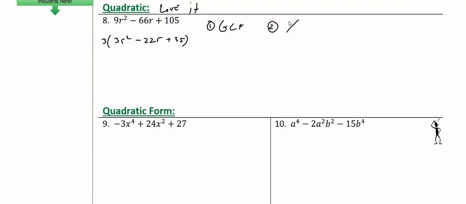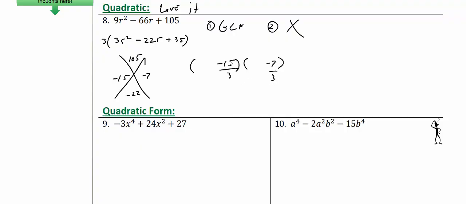Number 2, then I'm going to make my x. 3 times 35 is 105, and this is negative 22. What in the world is this? Oh, here we go. Negative 15 and negative 7 are my two numbers. Great. Then I'm going to make my parentheses. I'm going to put the negative 15 over here, the negative 7 over here. Remember, I'm going to divide by the a value, which is 3. Reduce if I can.